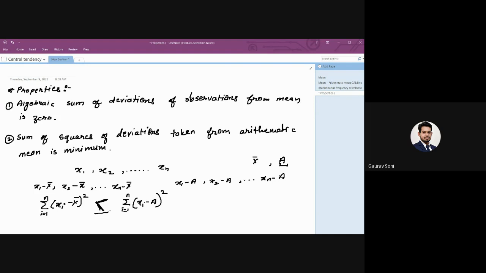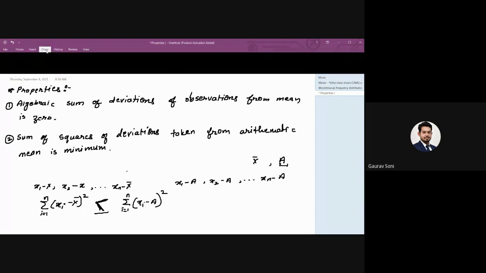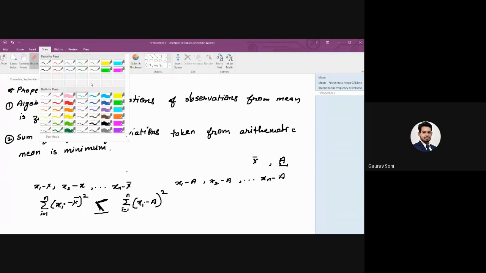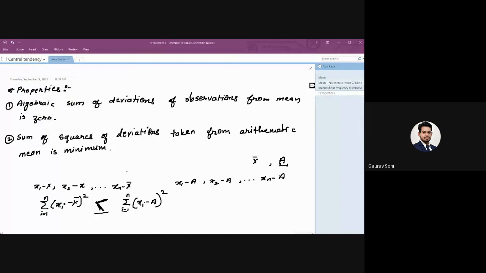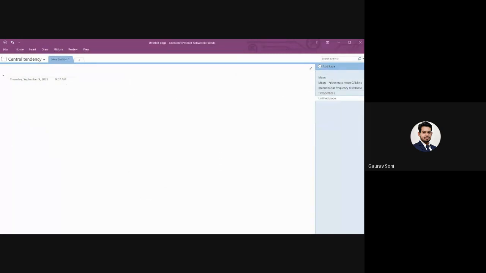Next one is very important. We are going to need it every now and then till we are studying the statistics part. So should A belong to the set of the observations, or can it be any number? Any number. Okay. So the third and a very important property: change of origin and scale.